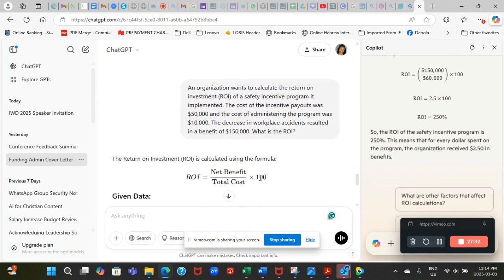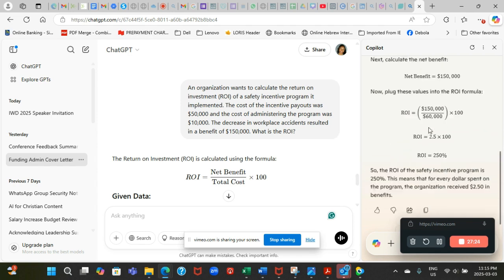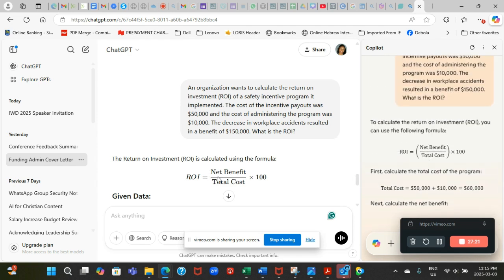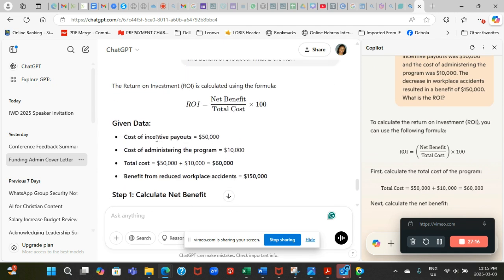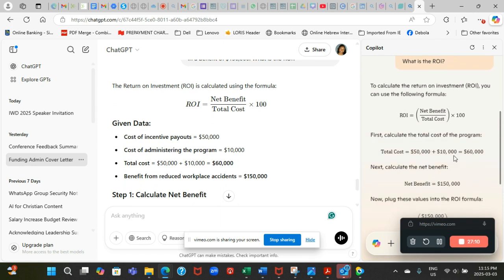I plugged in the same question and everything into my ChatGPT, and it calculated it this way. So up until the formula, it is the same. ROI equals net benefit divided by total cost times 100. And then it gives me the calculation for the total cost, which makes sense, and it's very similar to how the total cost was calculated on CoPilot. The cost of incentive payouts plus administering the program costs, which is 60,000. So the denominator, total cost, is agreeable, 60,000, on ChatGPT and CoPilot.